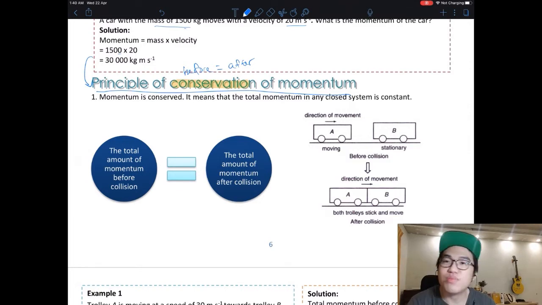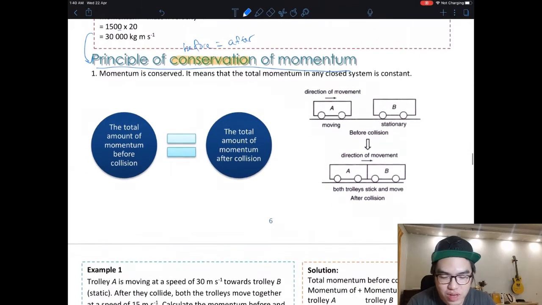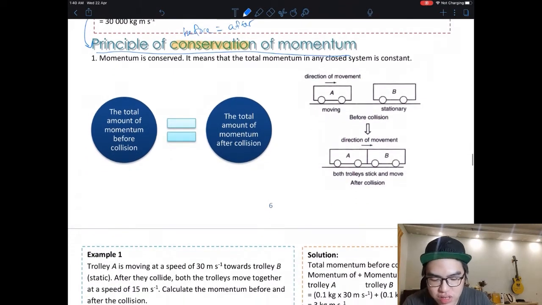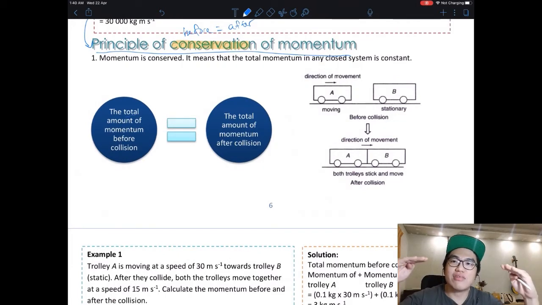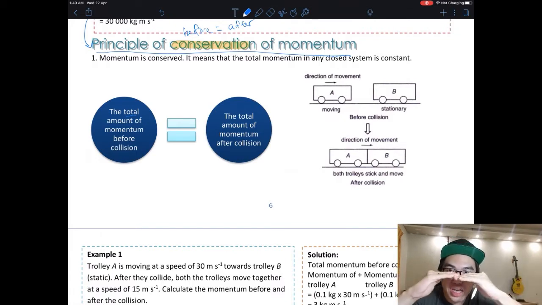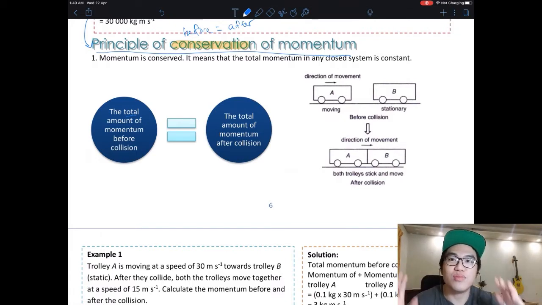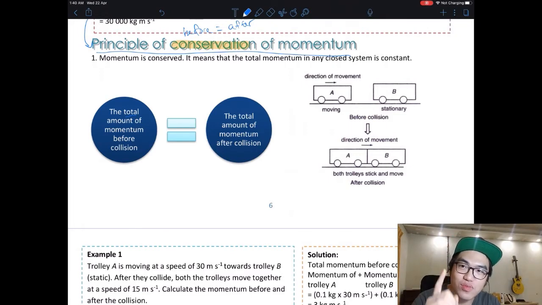What does it mean by momentum? Conservation of momentum means the total amount of momentum before collision. Let's say two cars are going to collide, going to crash into each other. Before crashing and after crashing, momentum will be the same. That is provided with one condition. You must have a closed system.